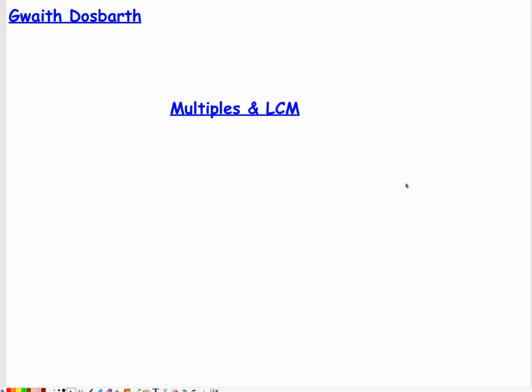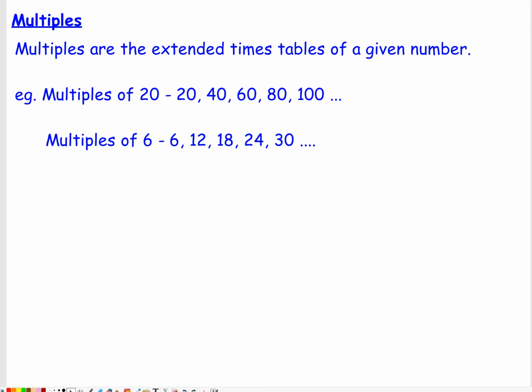Today we will be continuing the topic of types of number, but we will be looking more specifically at multiples and the LCM. So if you can write the headings, classwork, multiples and LCM. So starting with multiples, what is a multiple?